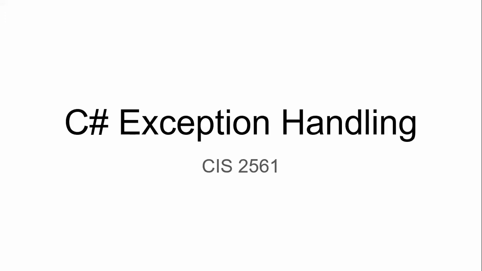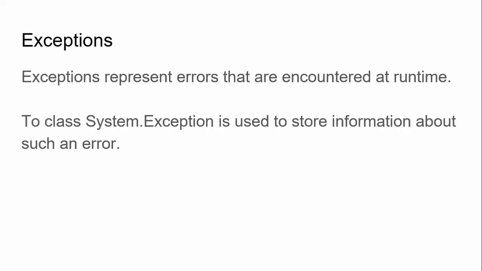Hello. In this presentation, I'm going to talk about C# exception handling. What is exception handling? Well, it's a mechanism for gracefully handling errors that occur at runtime. And the .NET Framework provides an object, system.exception, that is used to wrap information about such an error.